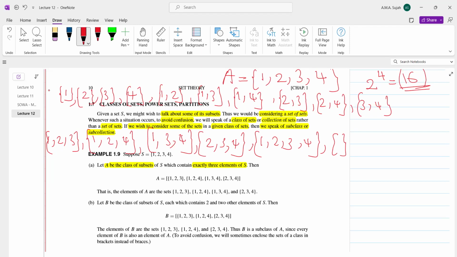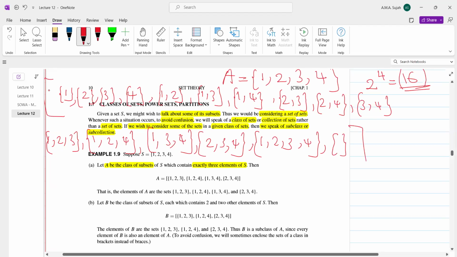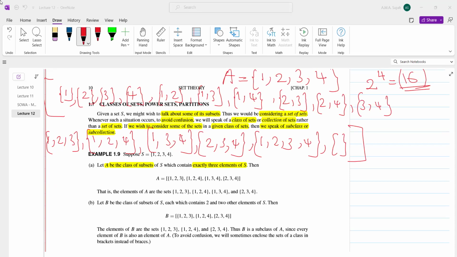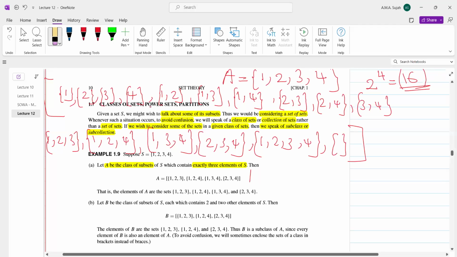Now, if you create any set by picking one or more than one of these subsets, we can say that set is a class of sets or collection of sets. Did you get my point? So among all the possible subsets, if you create another set, let's say now you are creating another set A1.